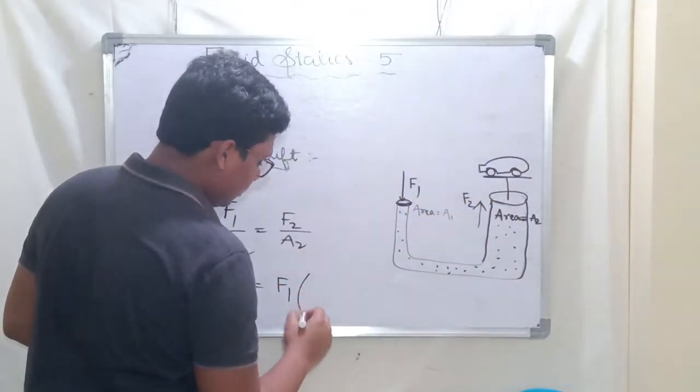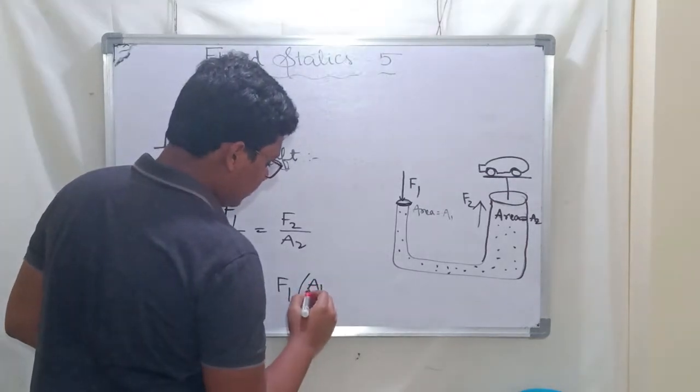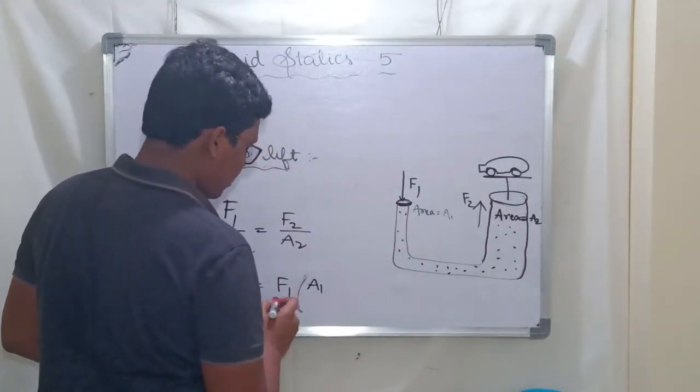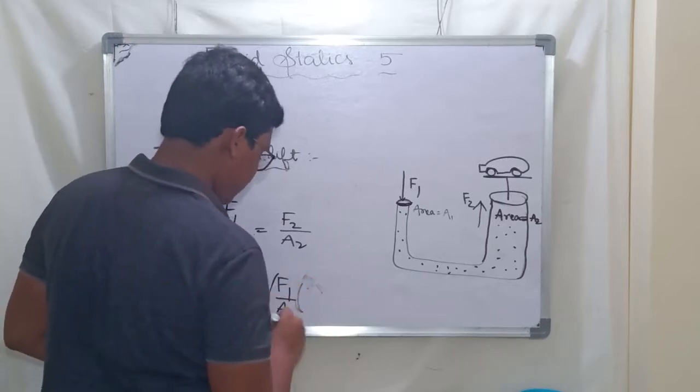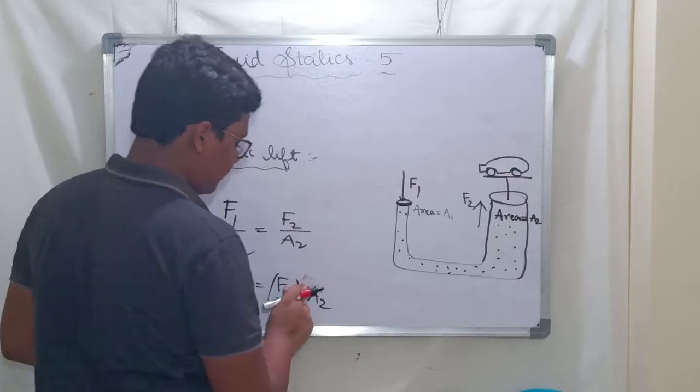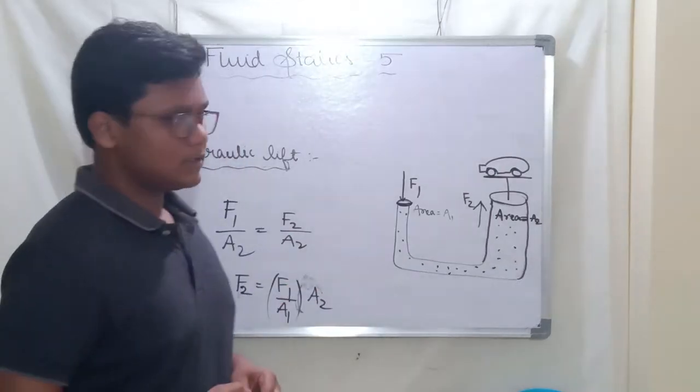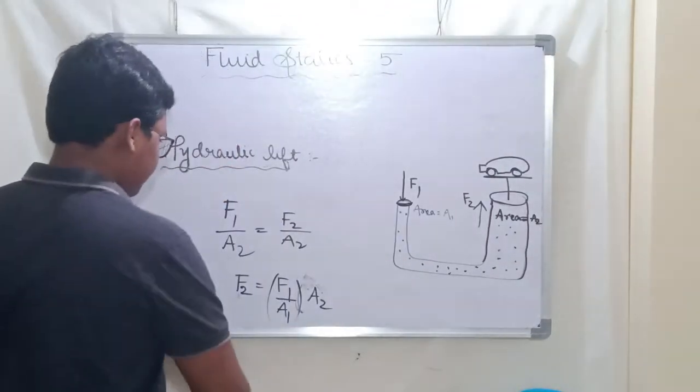That F2 is equal to F1 by A1 into A2. This is the hydraulic lift.